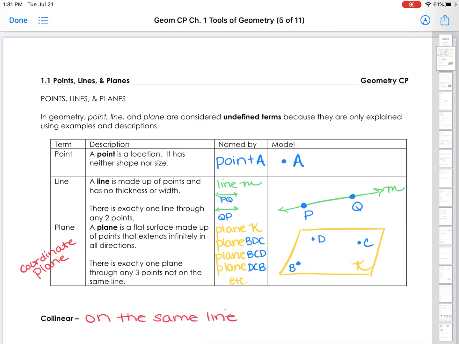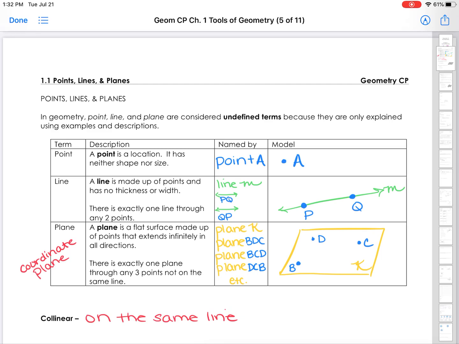A good example of a plane is the coordinate plane that you're familiar with from Algebra 1 for graphing. So in this case, this could be called plane K, where it's labeled by the capital cursive letter K. It could be plane BDC, because those are 3 points on the plane. It could be any order of those 3 points.